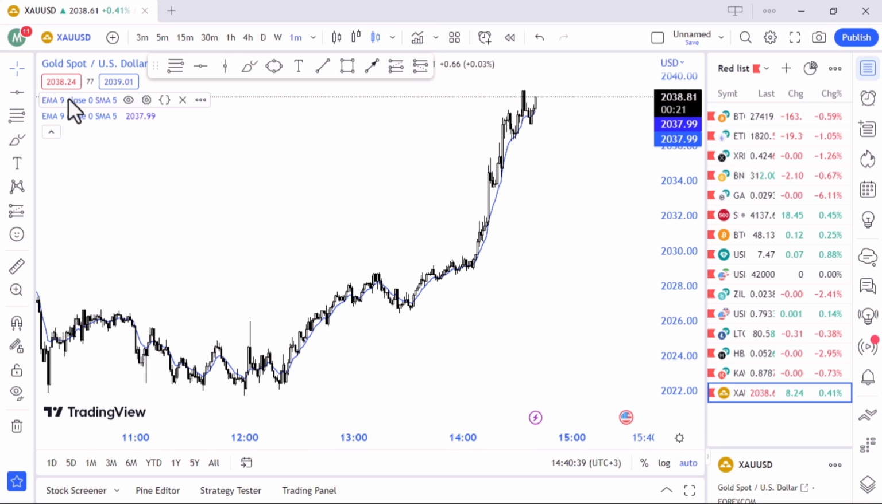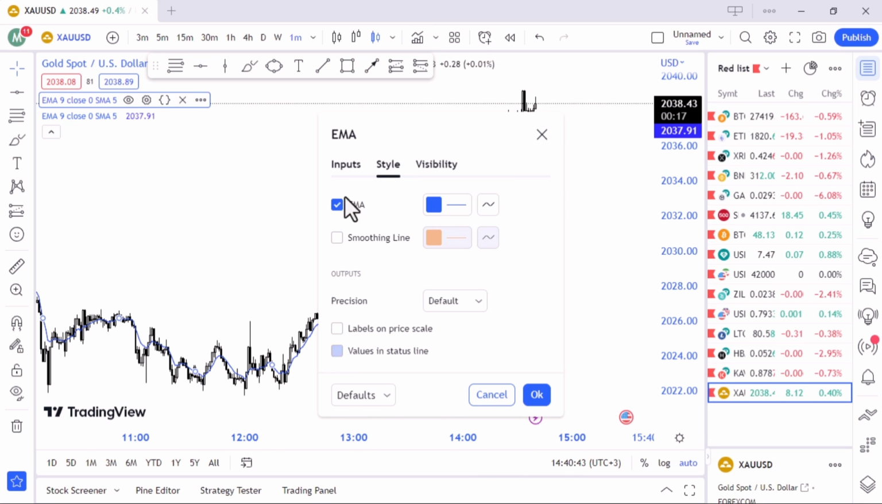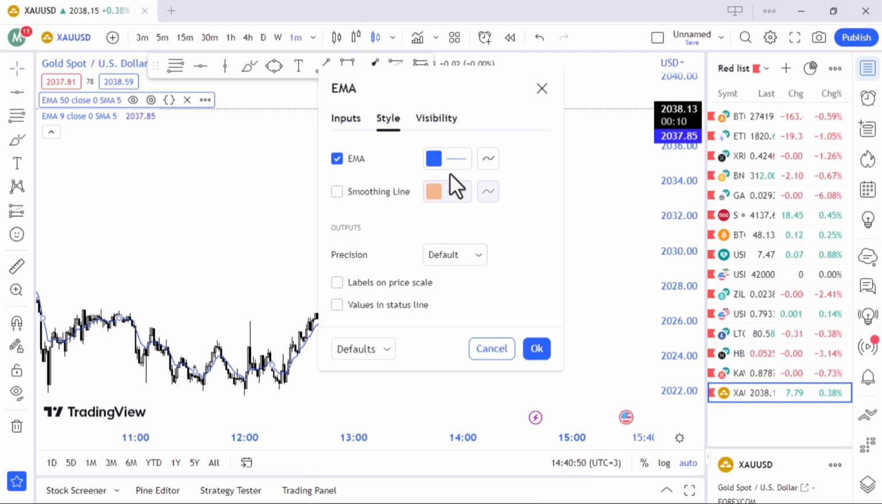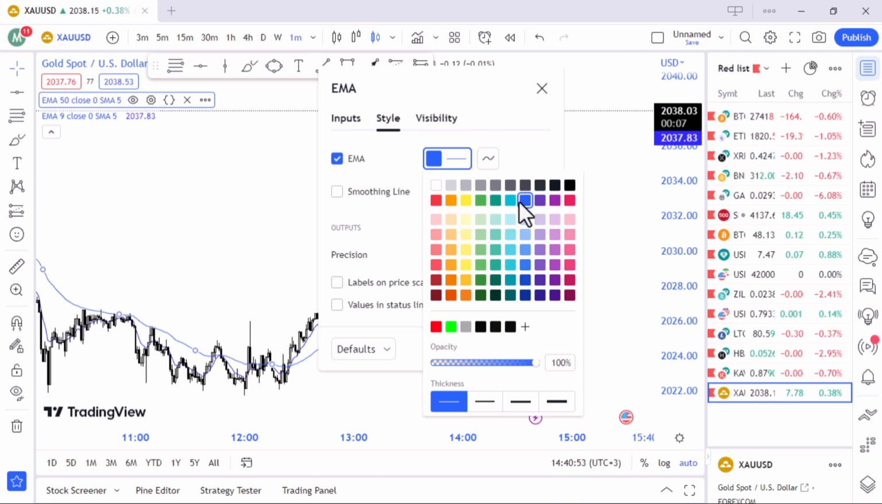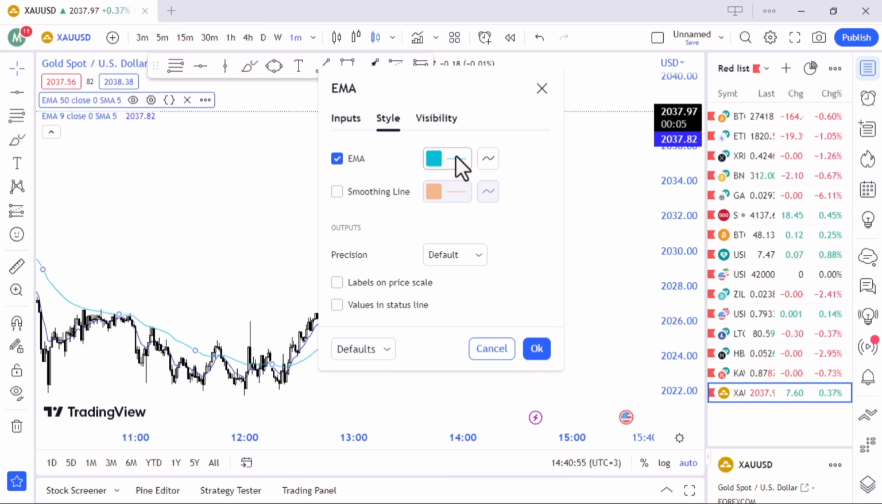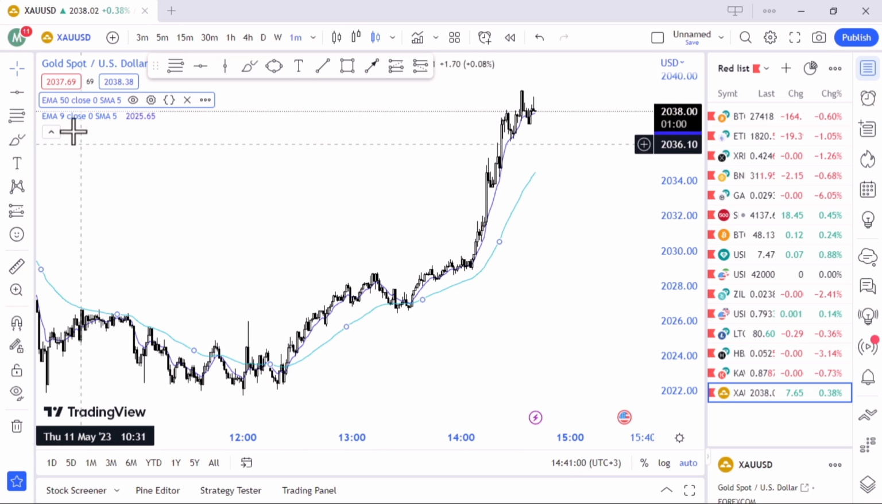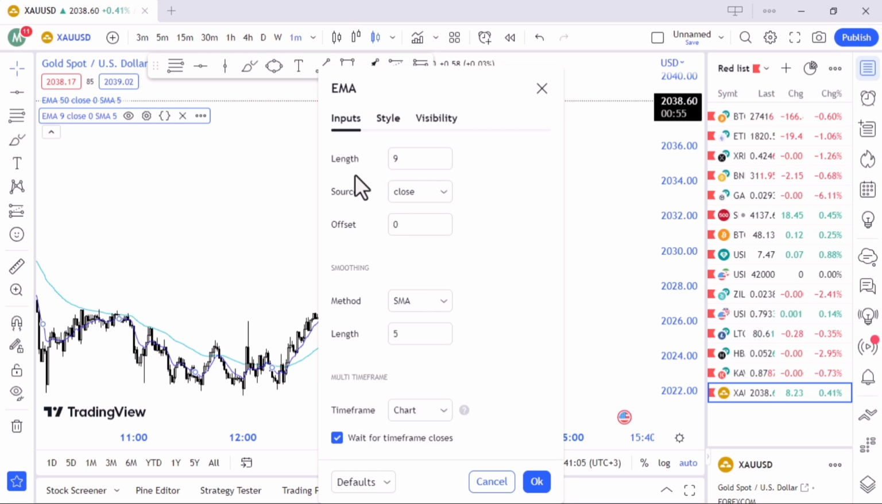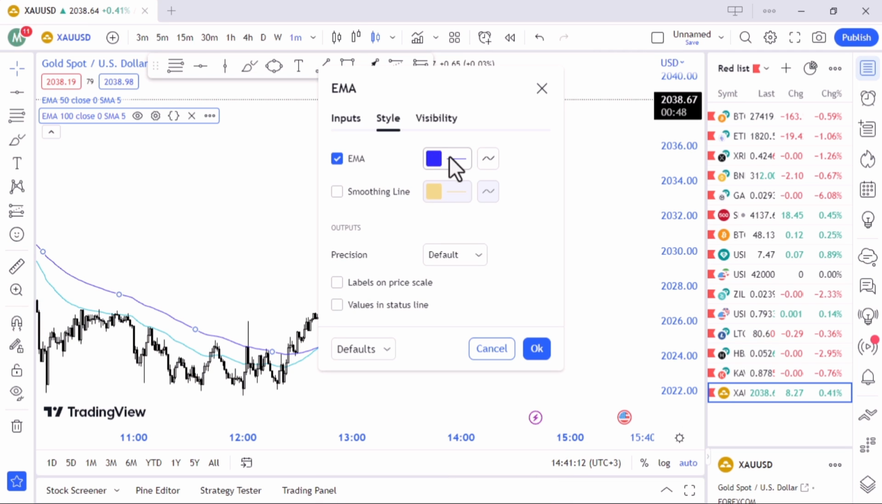Firstly I'm going to go to the settings and change the first one to 50 and go to style. I'm okay with a blue color, maybe a light blue, and the thickness is okay for me. So this is my faster EMA. Then I go to my smoother EMA and put the second EMA on 100, just like that. I leave the color a little bit darker and a little bit thicker, so I know this is my smoother EMA.